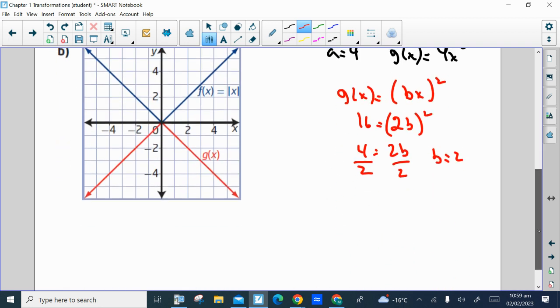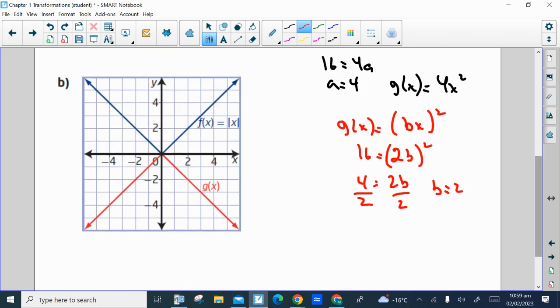Okay? Now for question B, you're starting with f at x and you're going to g at x. The shape of the graph didn't change. The location of it didn't change. What changed is that the direction of opening changed, or the orientation, right? The original graph is going upwards, the new one is going downwards. That means it was reflected over the x-axis. There's no stretch factor here because the shape hasn't changed. It's just a simple reflection about the x-axis.